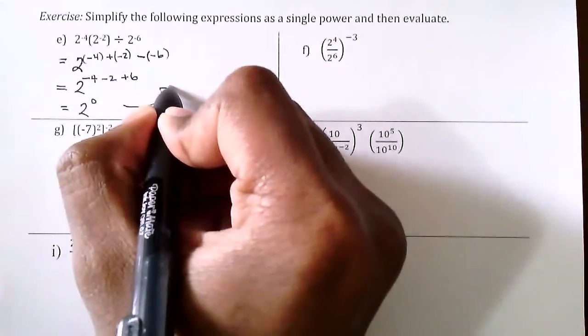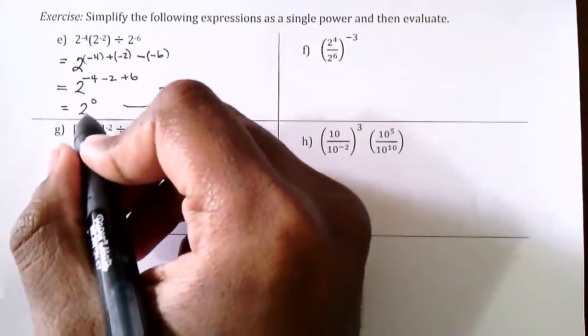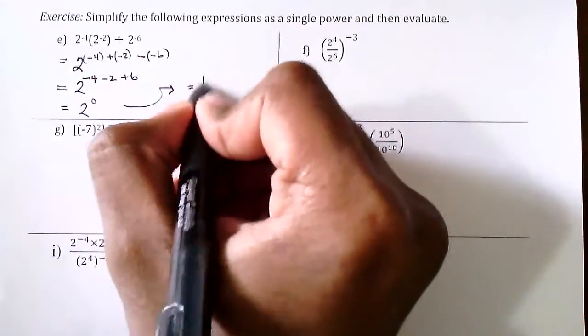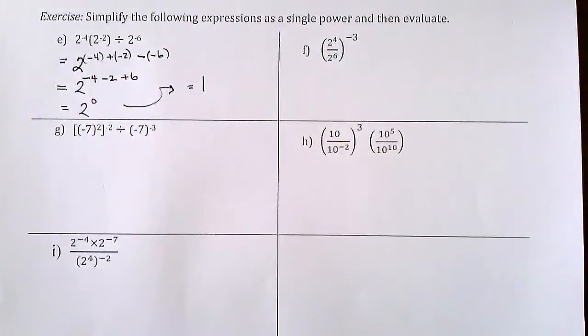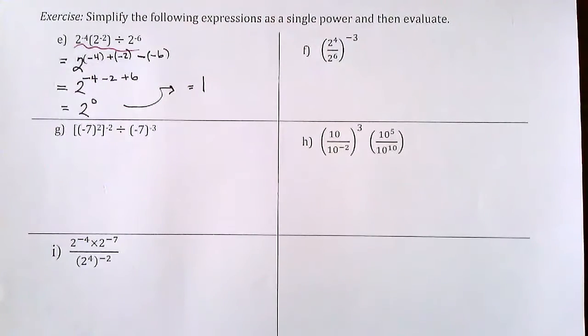And so 2 to the 0, again, based on the definition of powers, anything to the power of 0 is equal to 1. So what does that really mean? That just means this is a fancy way of writing 1. It's equivalent to 1.